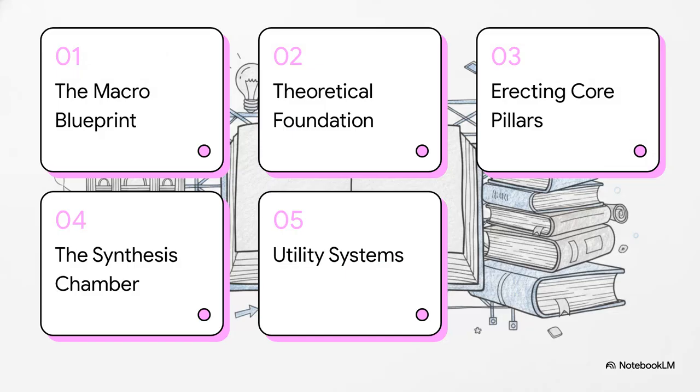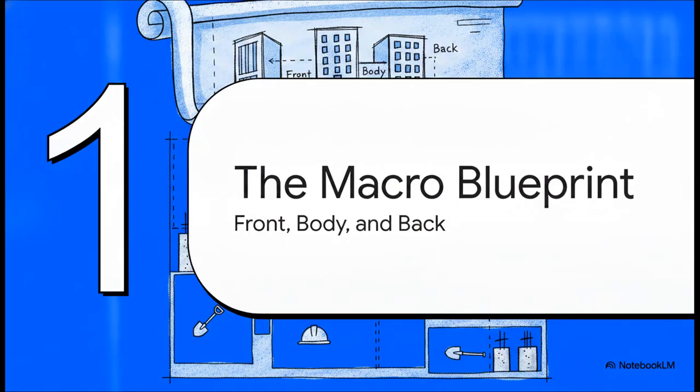To get us there, today's site tour will take us through 5 critical phases of construction: designing the macro blueprint, pouring the theoretical foundation, erecting the core pillars, building the synthesis chamber, and finally installing the utility systems. Let's get to work. Phase 1. Designing the macro blueprint. We're talking about the front, the body, and the back.